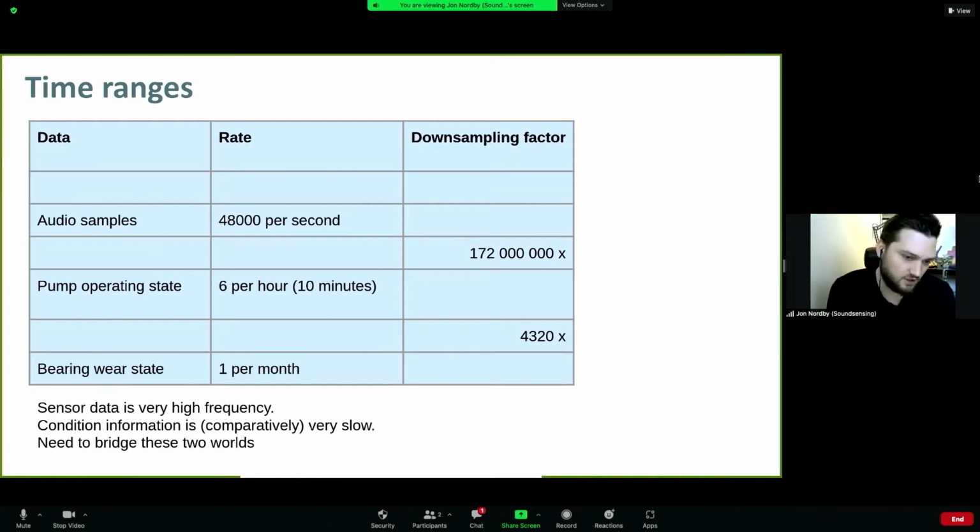And then there's even longer term. When we're talking about gradual change, we even want more long-term time series. For example, bearing wear is often measured once per month, because it's something that happens over 5, 7, maybe 10 years, and more fine-grained resolution is not really needed to see those trends. So sensor data is very high frequency, and we are doing this with IoT systems.